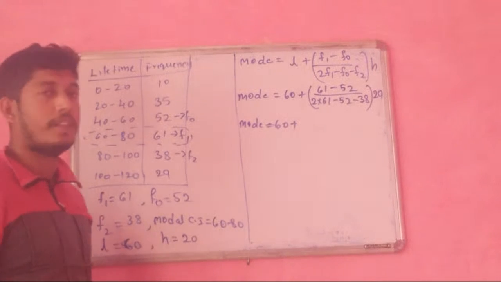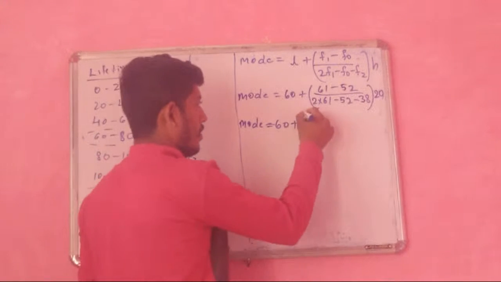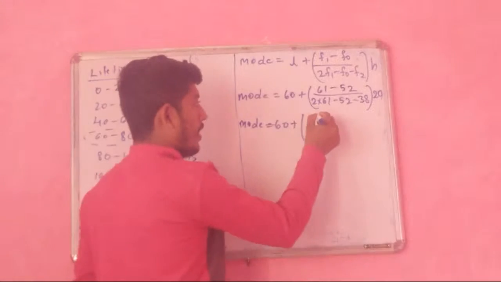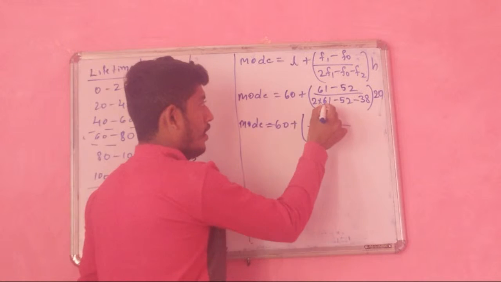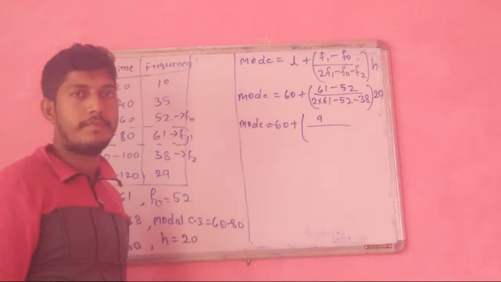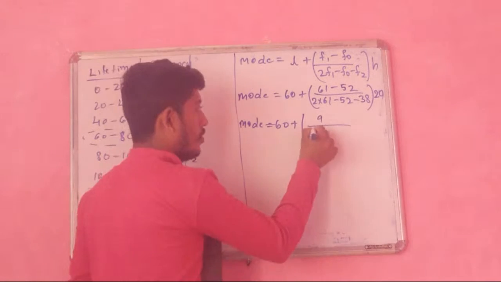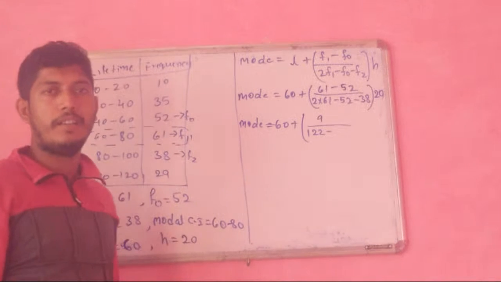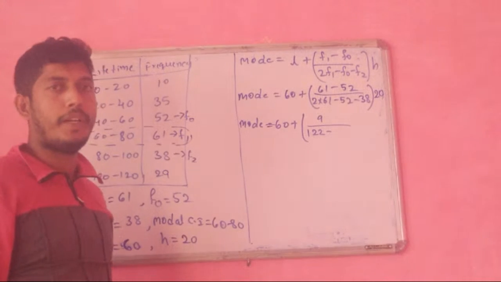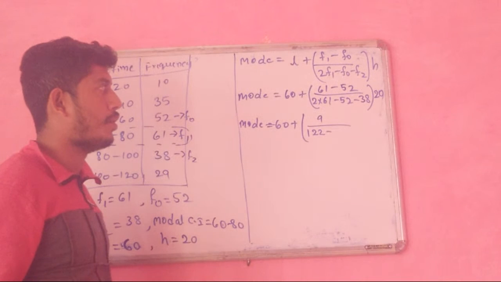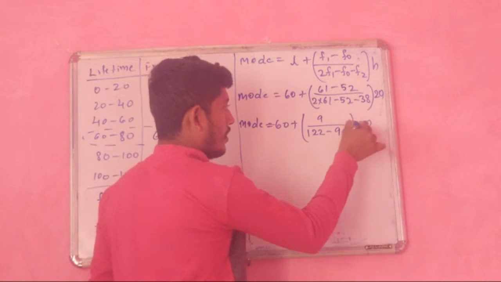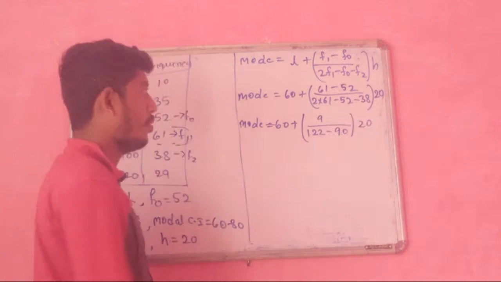First I will solve the terms inside the bracket. 61 minus 52 gives 9 as the answer, divided by 61 twos are 122 minus. Both are having the same sign, that's why we have to add 52 and 38: 52, 62, 72, 82. 82 into 20. Don't cancel this 0 and 0, or don't cancel this 9.